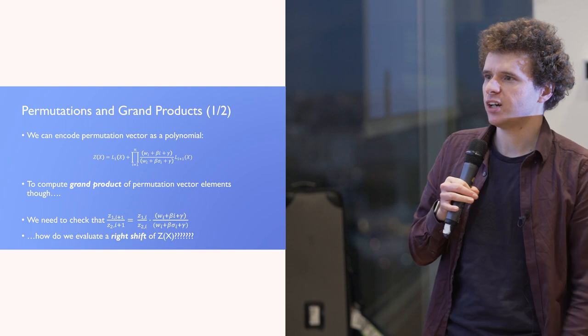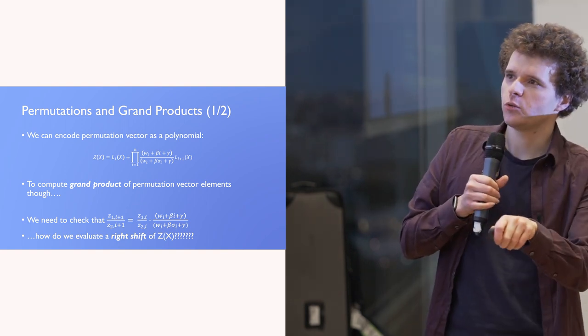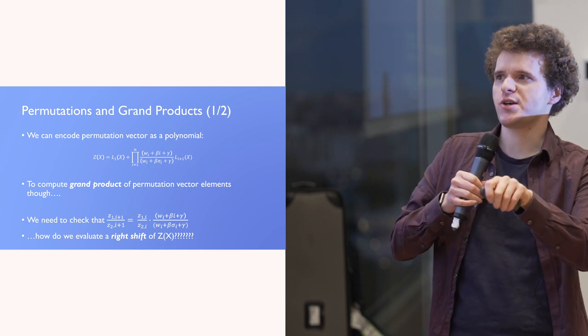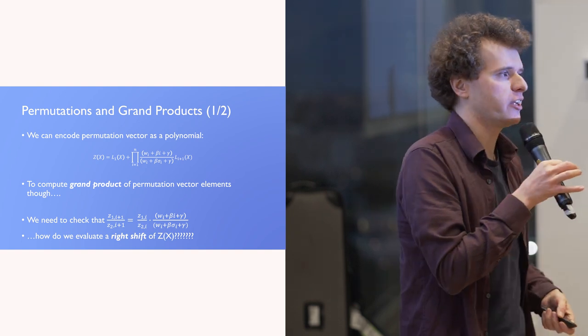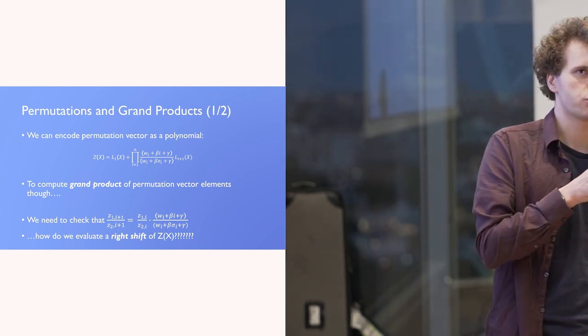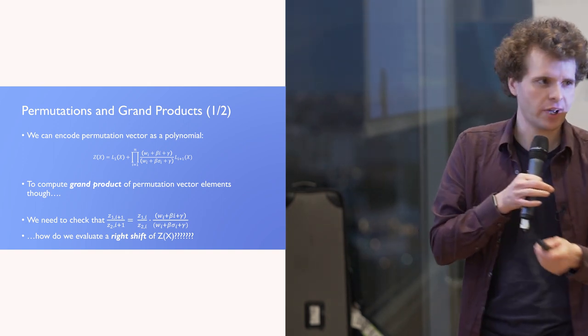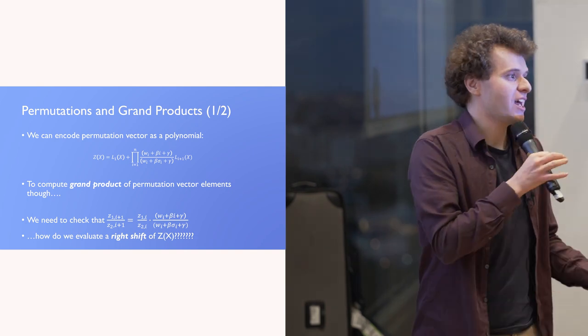But this again creates another problem, because we now want to compare the evaluation of z at one root of unity with the evaluation of z at the next root of unity. Effectively, when z is encoded as a vector, we want to perform a right shift on this vector. But it's not a vector; it's a polynomial. So how do we do that? I had absolutely no idea how to do that.